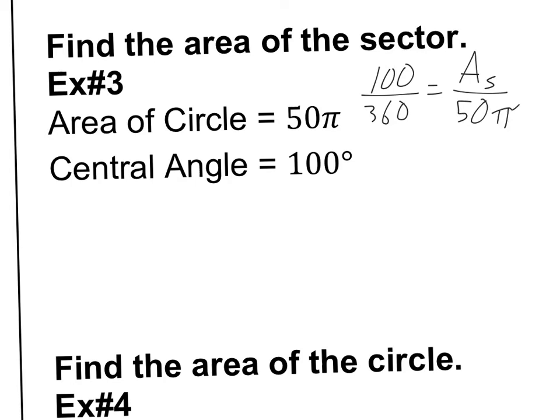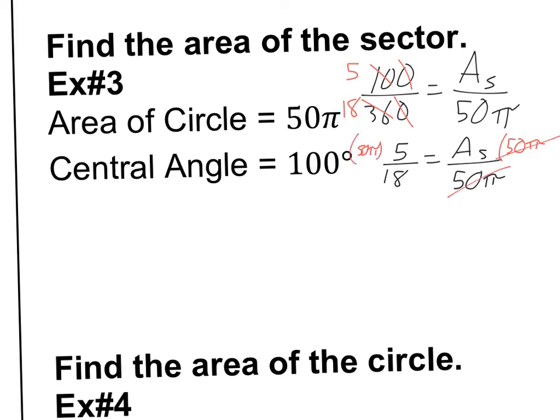Well, I could definitely reduce some things here. I could cancel out a 10, and I can also take a 2 out of both, which gives me 5 and 36, which gives me 18. So let's rewrite this. It's like saying 5 over 18 is the same thing as the area of my sector over 50 pi. Well, I want to get the area of the sector all by itself, so I multiply both sides by 50 pi.